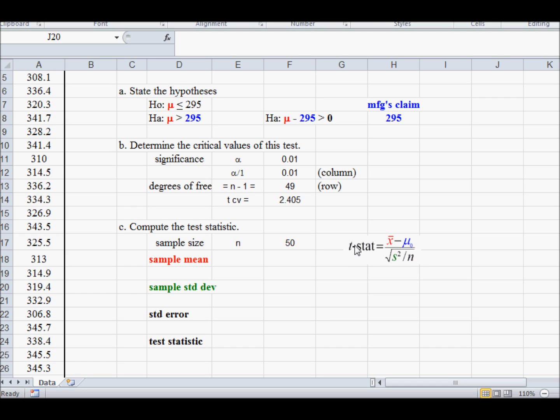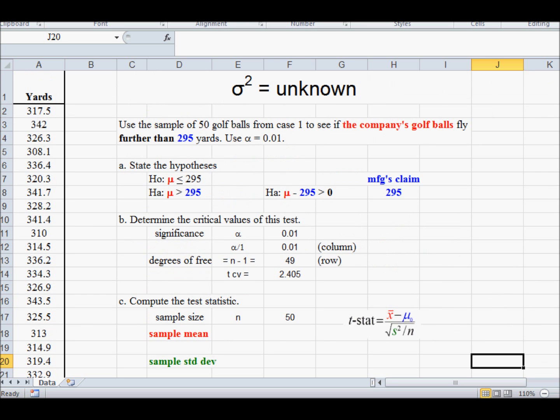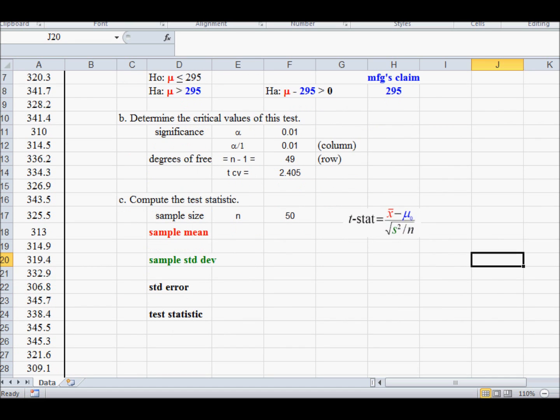And I'd call this a z-stat. But again, remember, this is a sigma unknown problem. So we don't know sigma. We have to estimate sigma with the sample standard deviation. In the numerator of the t-stat, notice that we don't have mu here, the population mean. We have x bar, which is the sample mean. And we have the difference between the sample mean and mu zero. Mu zero is the manufacturer's claim.